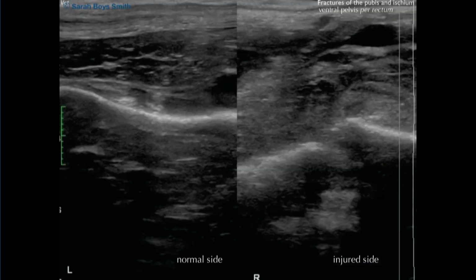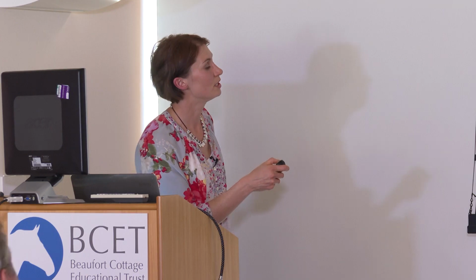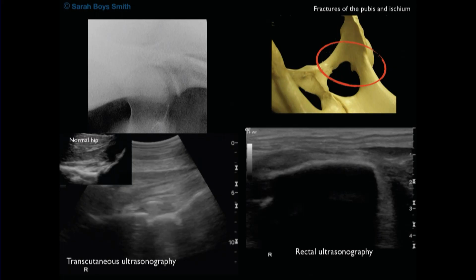So this was a little pony that presented with an acute lameness. On transcutaneous ultrasonography of the hip, we can see that we've got some hip effusion here. So that's our joint capsule up here.